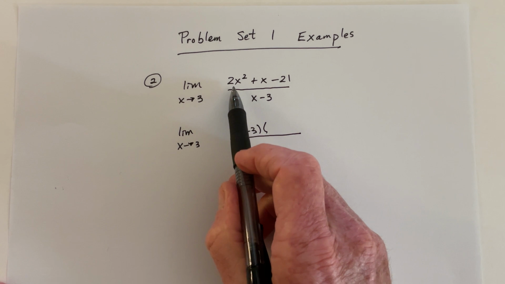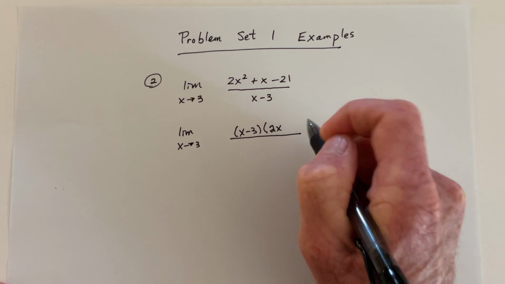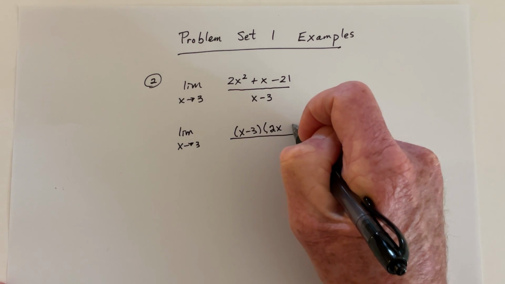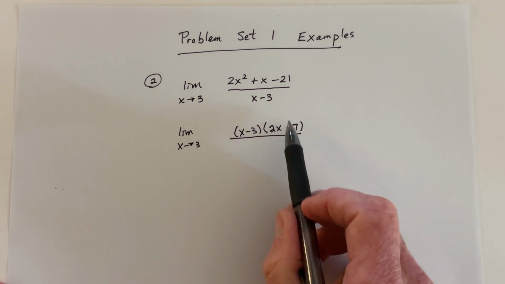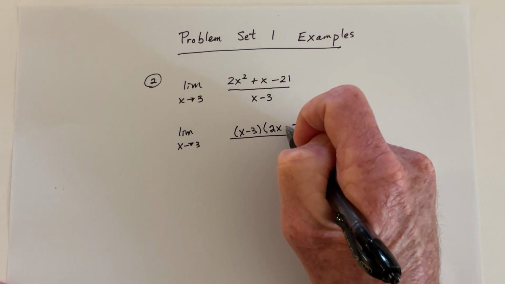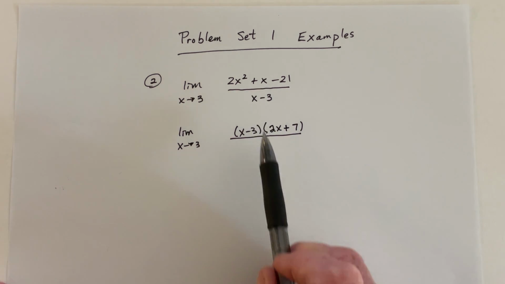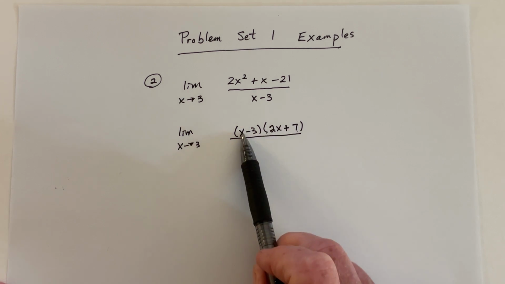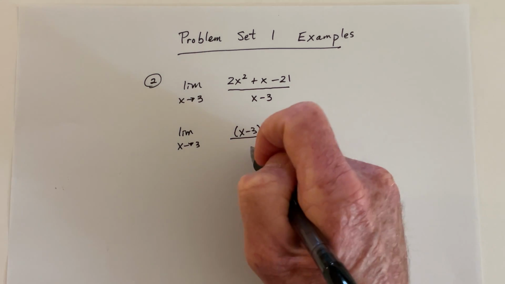So in order to get a 2x squared, I would need a 2x. And then in order to get a 21, that would be 3 times 7. And since this is a negative times this is supposed to be a negative 21, this should be a positive. And then if I just double check the middle term, this would be negative 6x, and this would be a positive 7x, which leaves behind a positive x, so it worked.